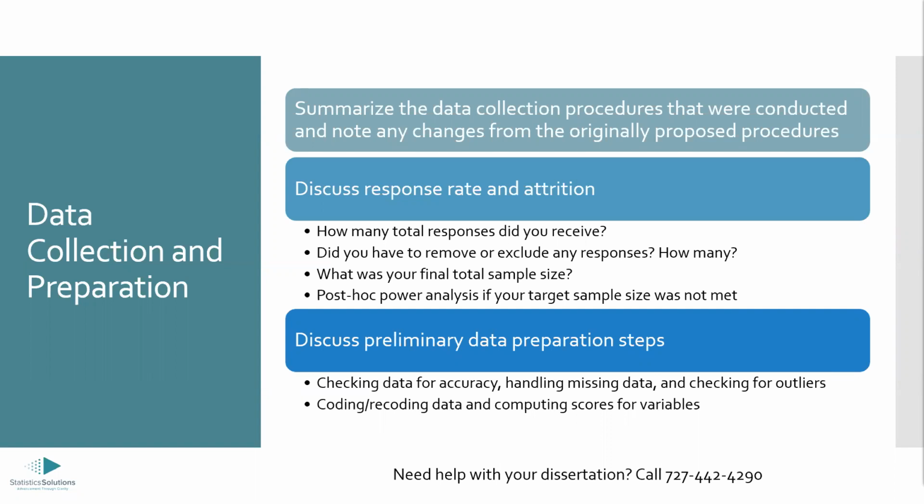Once you've explained that process, you'll want to state what your final total sample size was. So after all of the exclusions, how many people were left that you're including in your analysis. And then you may need to do a post hoc power analysis if your target sample size was not met. This again will vary depending on your school in terms of what they require you to do, but some schools may require you to do a post hoc power analysis if you don't get statistically significant results or if you didn't meet your target sample size that you set out in your methodology chapter.